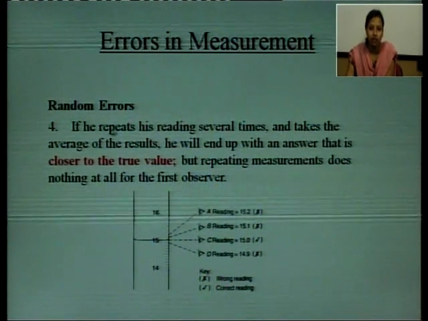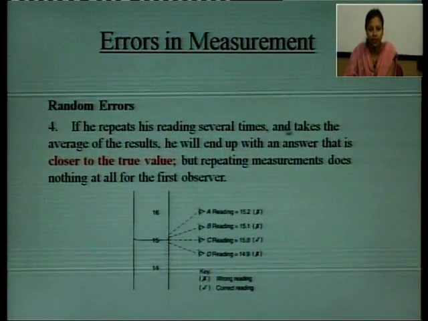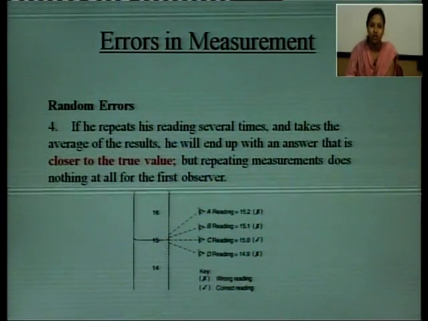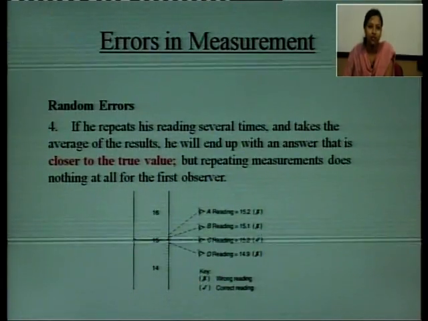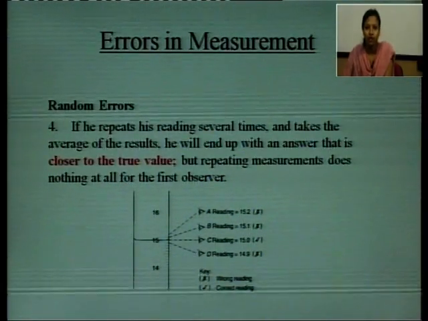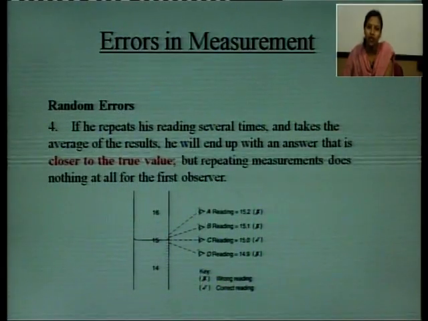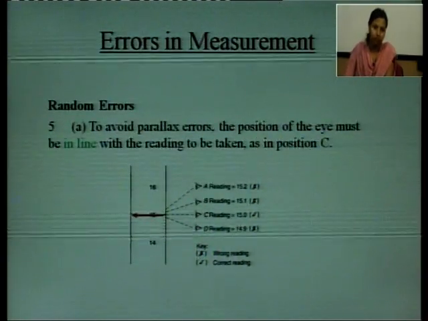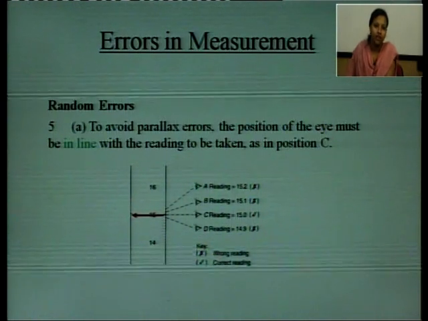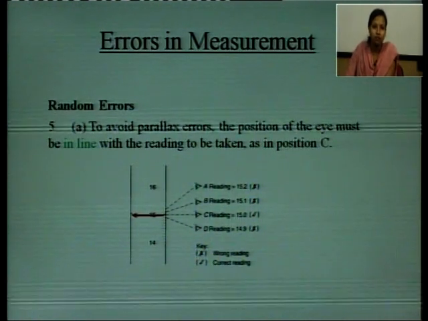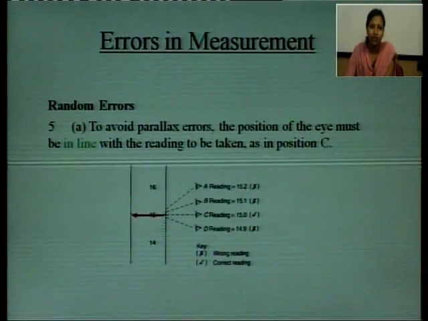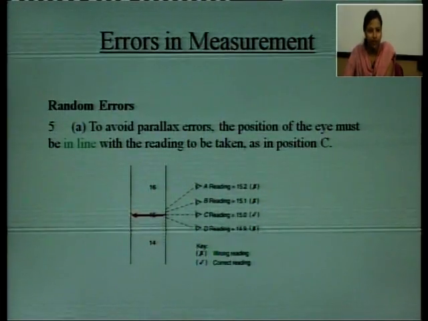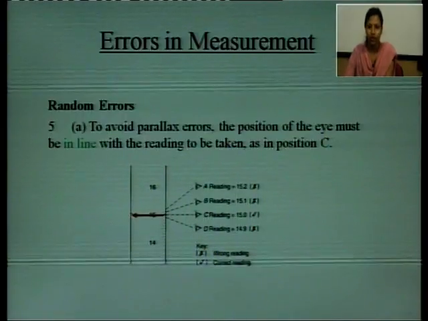Here, if someone repeats the reading several times and then takes the average of all the results, he will end up with an answer closer to the true value, but repeating the measurement does nothing at all for the first observer, that is at point C. To avoid parallax error, the position of the eye must be in line with the reading to be taken, as in position C. So C is the accurate reading, while A, B and D are not accurate.